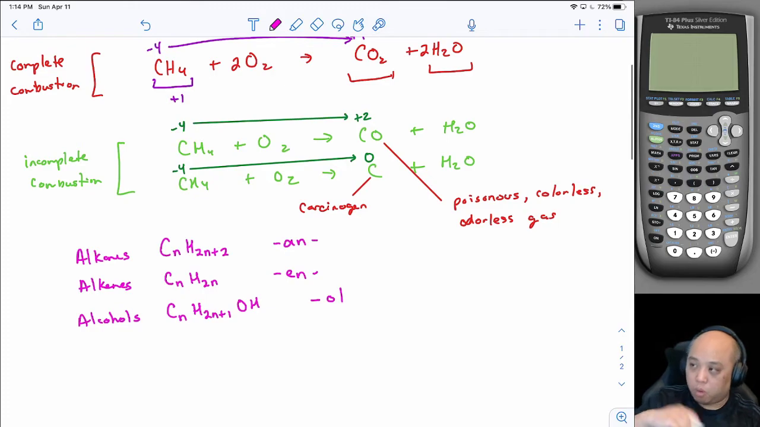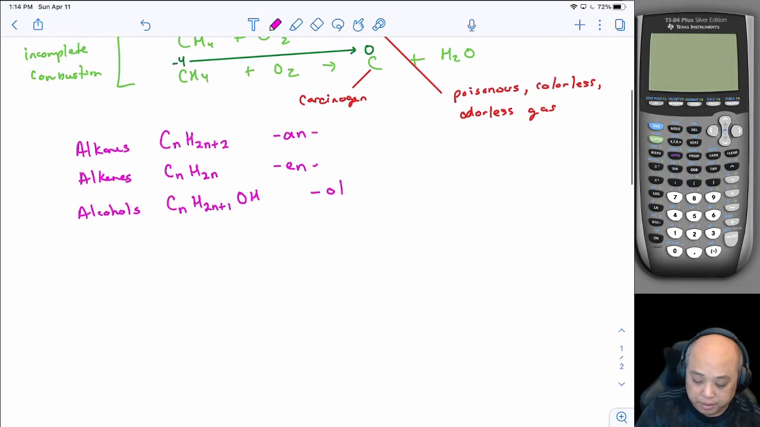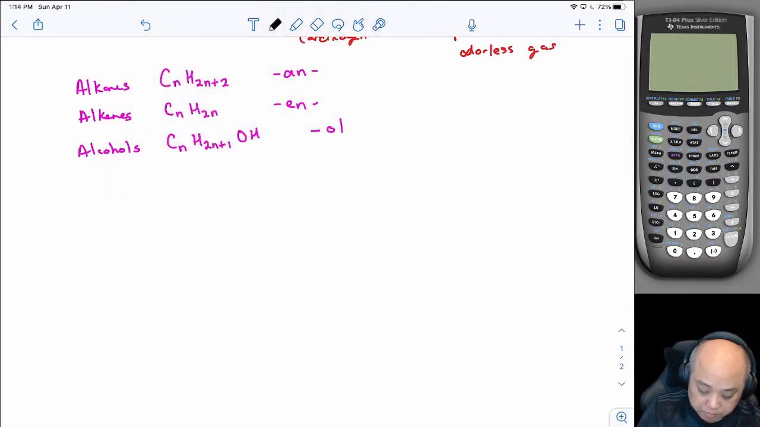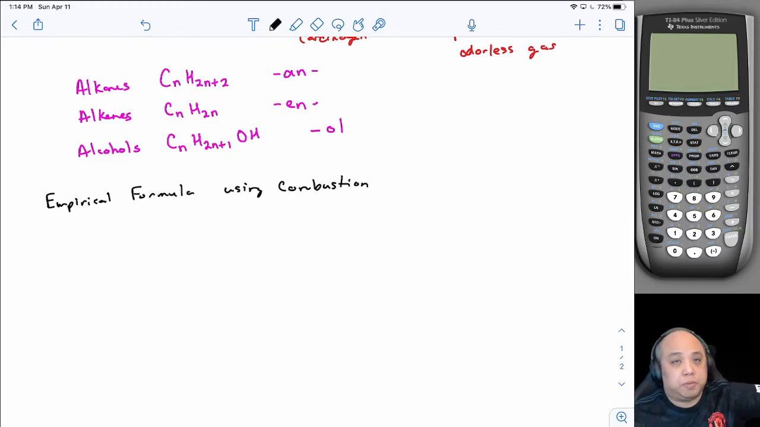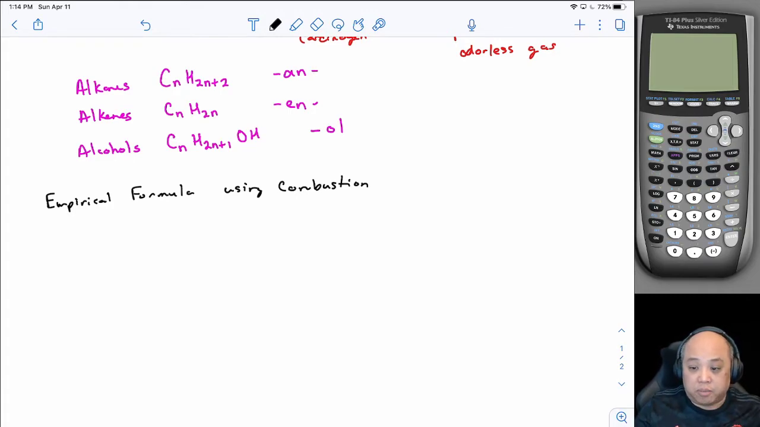Now, while combustion is a kind of generic reaction, we also apply combustion in one other mathematical sense, which I'm going to talk about right now, and that is empirical formula using combustion. So with organic molecules, because they're carbon, hydrogen, oxygen, and maybe nitrogen based, we can do the combustion of those compounds to figure out what composition there is of each element in that compound.